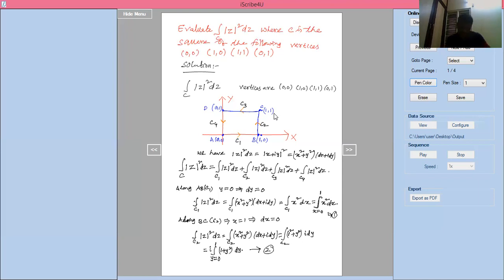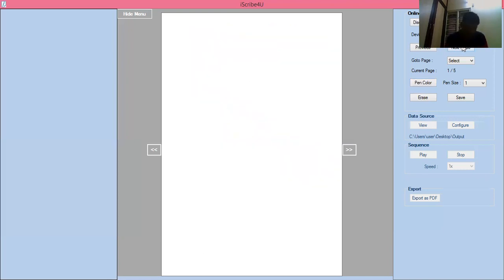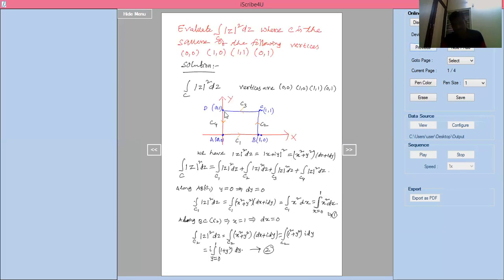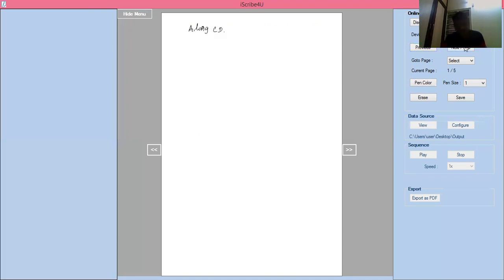Next, along CD. We know that the CD line is y equal to 1. Along CD, y equal to 1, dy equal to 0.